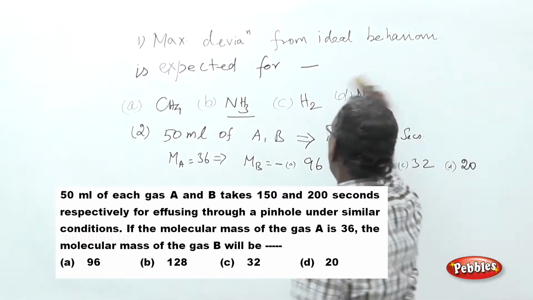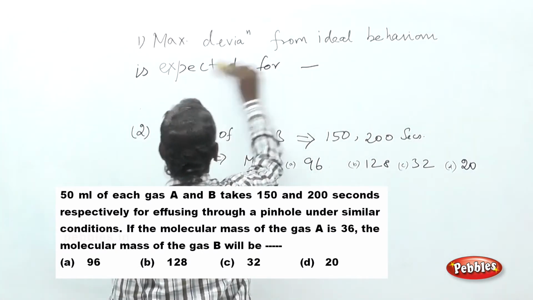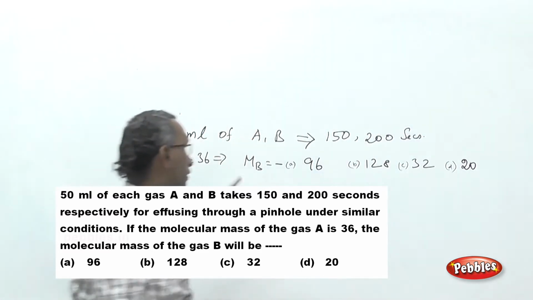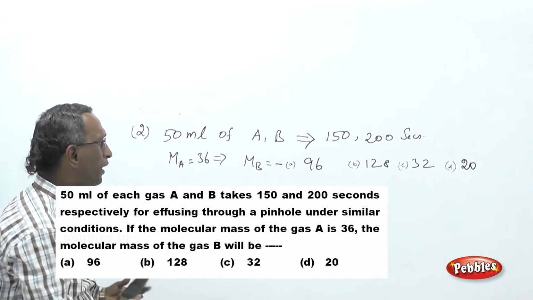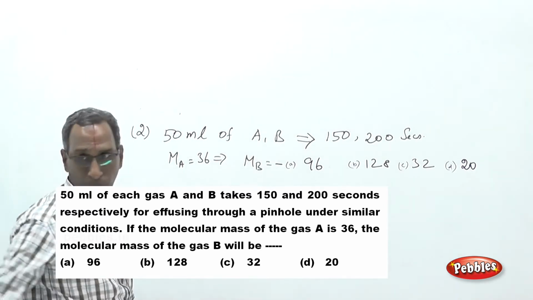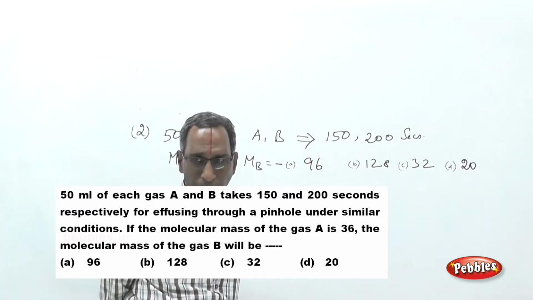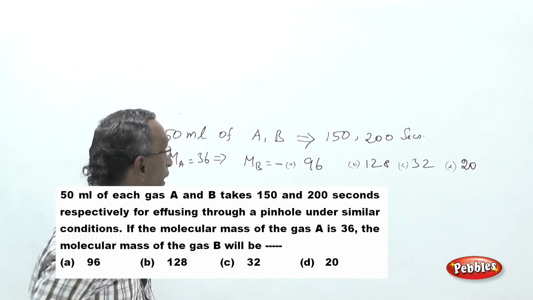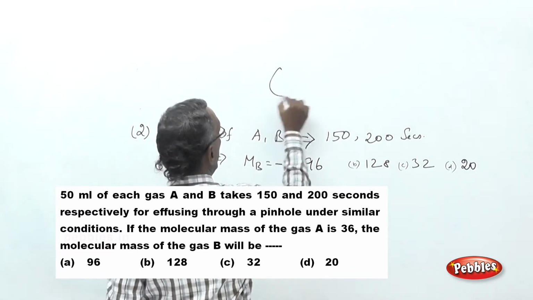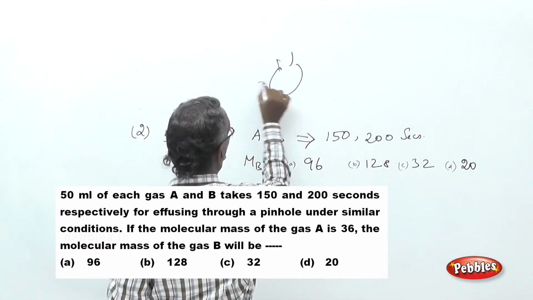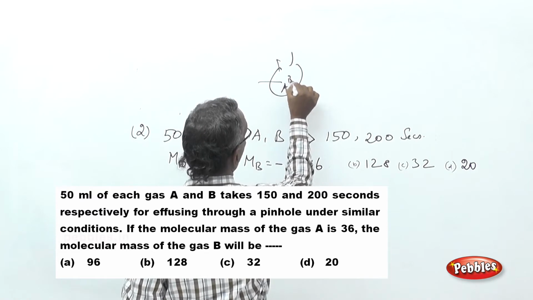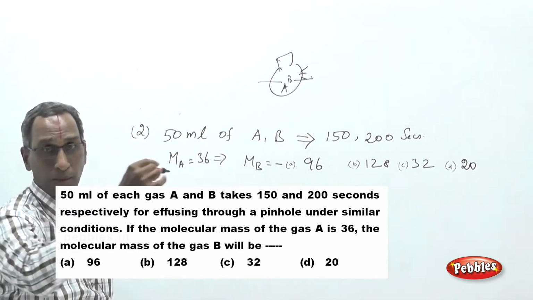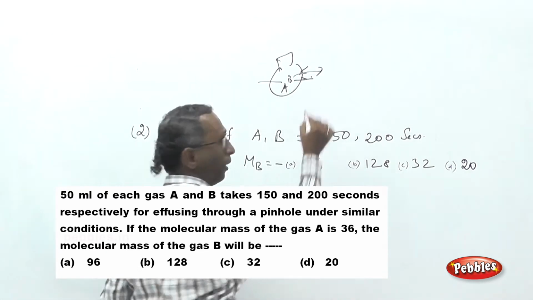Now this question is based on Graham's law of diffusion. Conceptually, 50 ml of two gases A and B, their rates of diffusion are compared. Rate of diffusion means that in a container both the gas A molecules as well as gas B molecules are kept. There is a small hole provided, so they are allowed to escape.